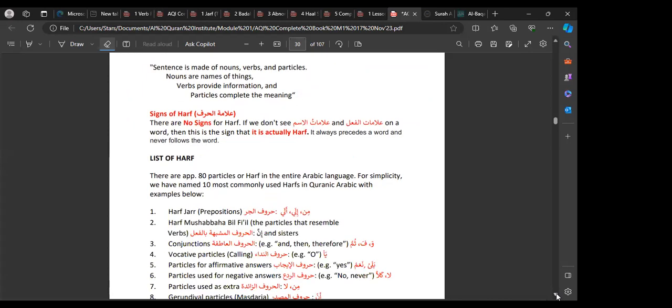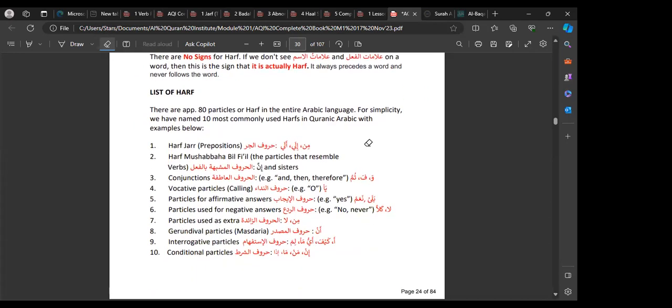Harf. There are approximately 80 particles in the entire Arabic language. These are the 10 most common types. So we're going to go through the 10 most common types. I'll zoom in a little bit.